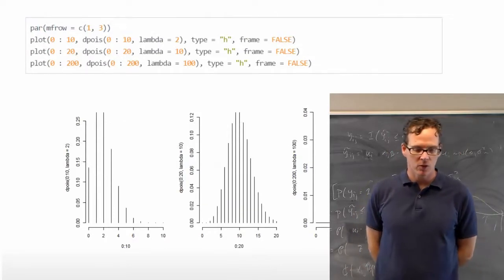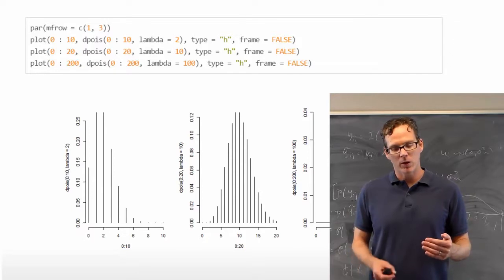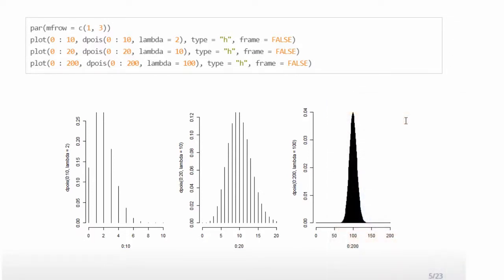And here I show you this via simulation. I simulate 3 different collections of Poisson random variables as the mean of the Poisson distribution gets larger and larger. And you can see by the rightmost panel that it's nearly identical to a normal distribution at that point.